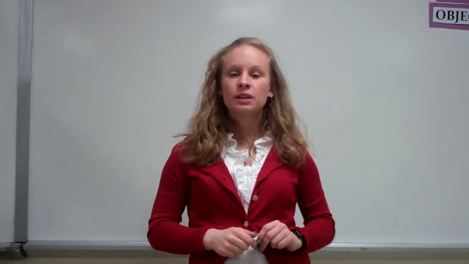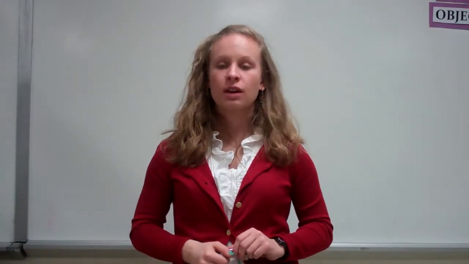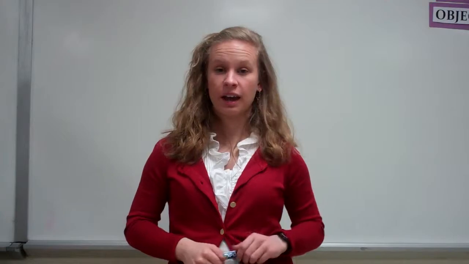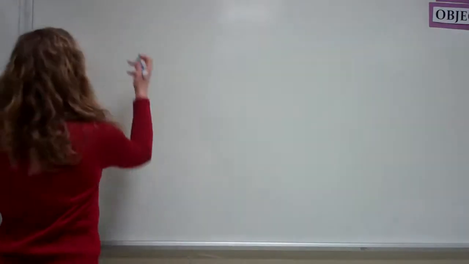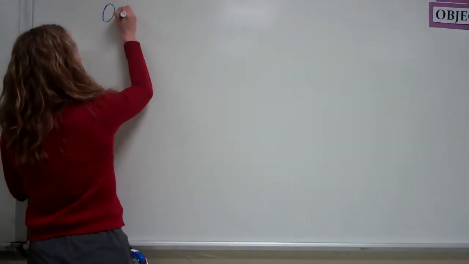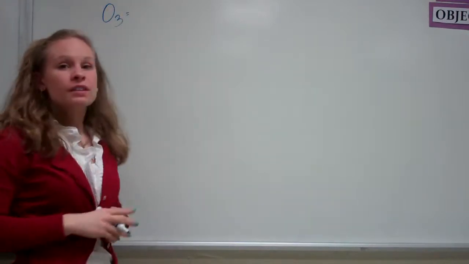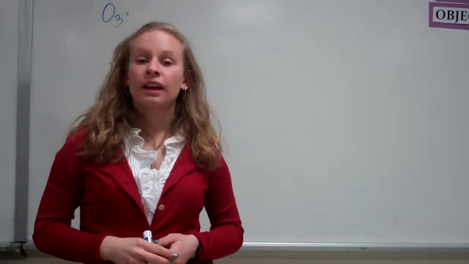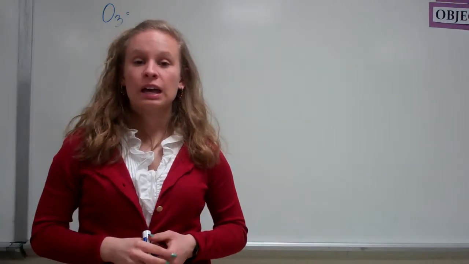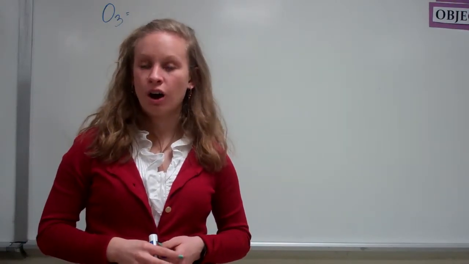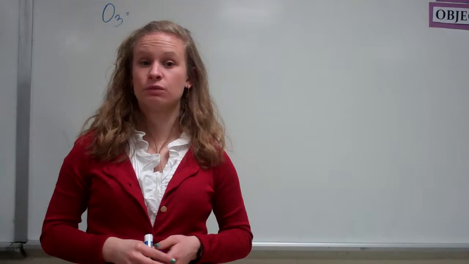In this lesson, we are going to be talking about the ozone and ozone depletion. So first of all, ozone we identify as O3. We have this molecule, 3 oxygens, in the layer of the atmosphere called the stratosphere, and it protects the Earth from the sun's harmful ultraviolet or UV radiation.